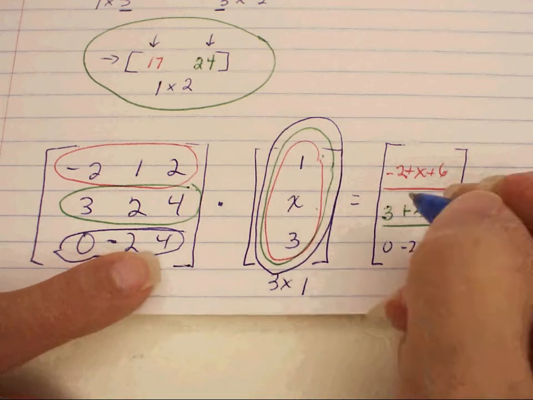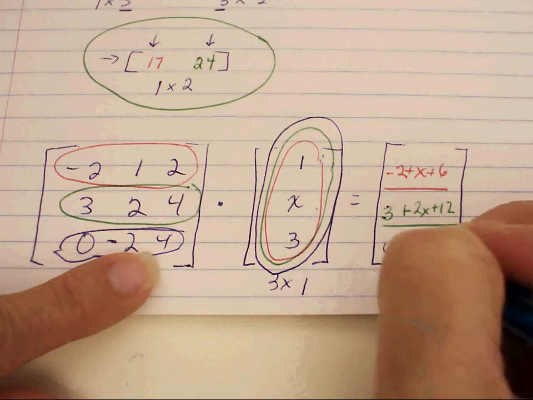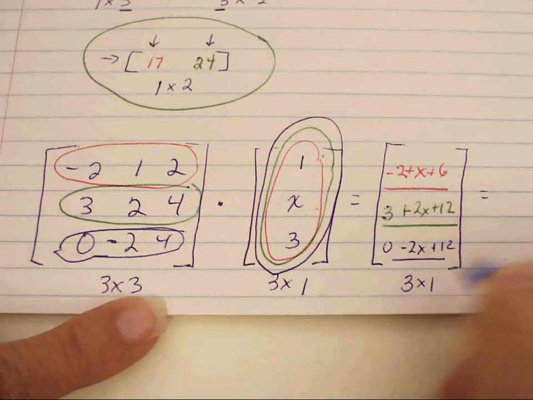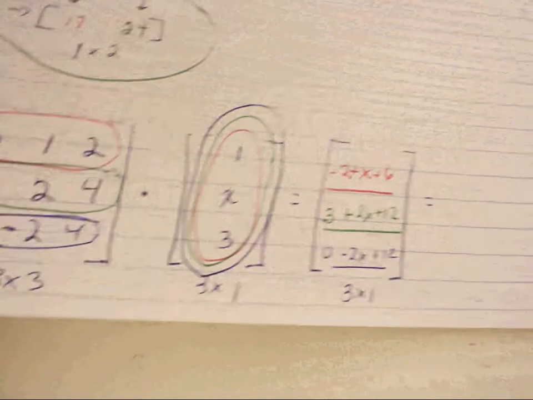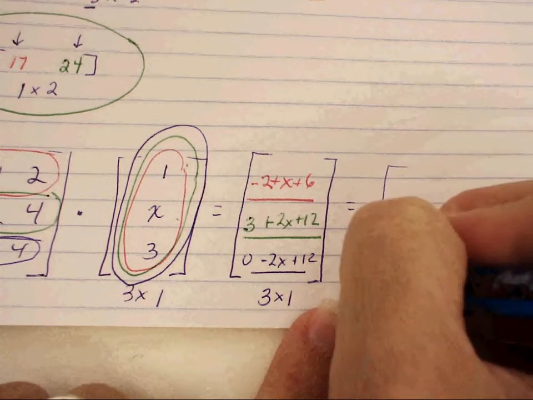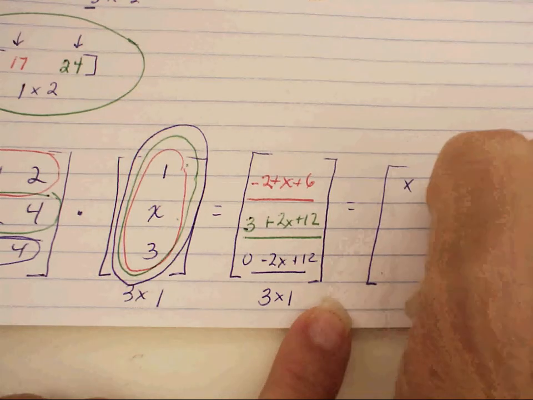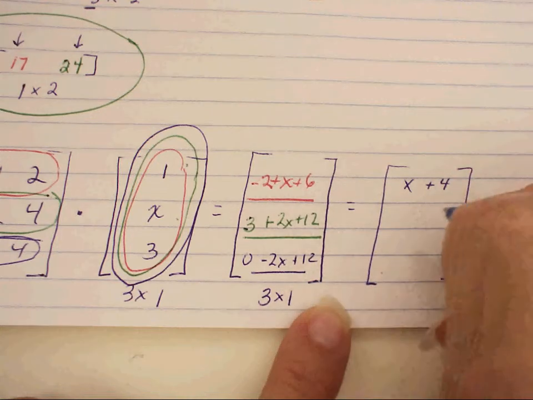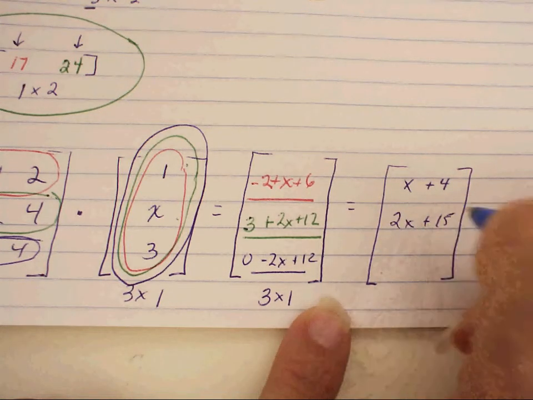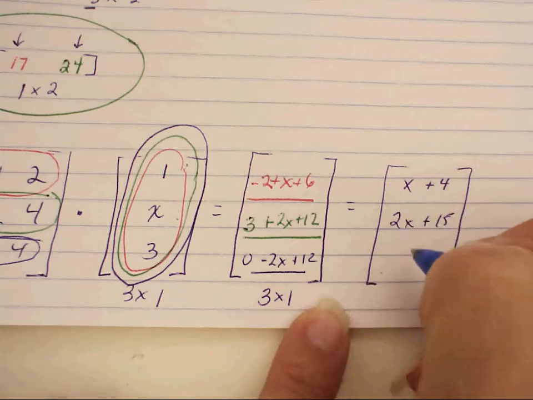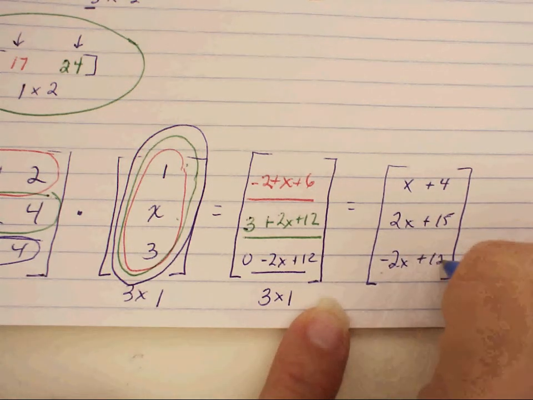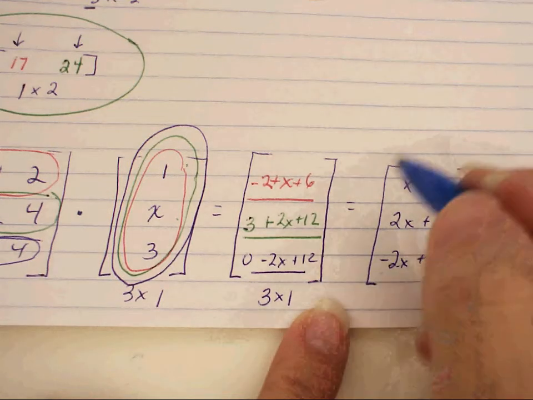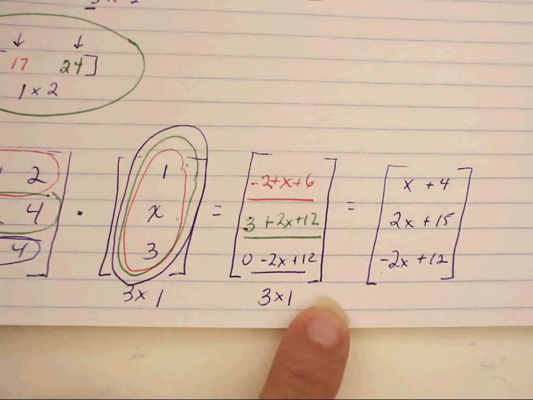Last but not least, we have a row left. So Lakin, what am I going to multiply this row by? The one column that we have. So we have 0 times 1 is 0, plus negative 2 times x is negative 2x, and 4 times 3 is 12. Then I have these small little math problems to work. X plus 4 goes in position 1. Position 2 is 2x plus 15. And position 3 is negative 2x plus 12.